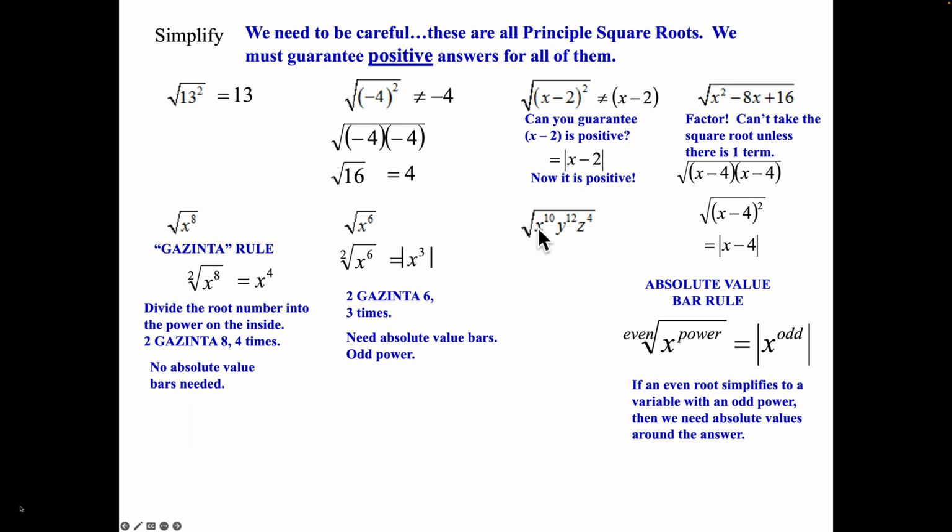We have the square root of x to the 10th, y to the 12th, z to the 4th. 2 goes into 10 5 times. 2 goes into 12 6 times. 2 goes into 4 twice. So here you can put absolute value bars around the whole thing if you wish, because you have the x to the 5th. But in some of your homework, they're only going to want the absolute value bars around the variable with the odd power. So if that happens, and you type this in and it's wrong, then switch your absolute value bars just around x to the 5th, and the even powers can stay on the outside.